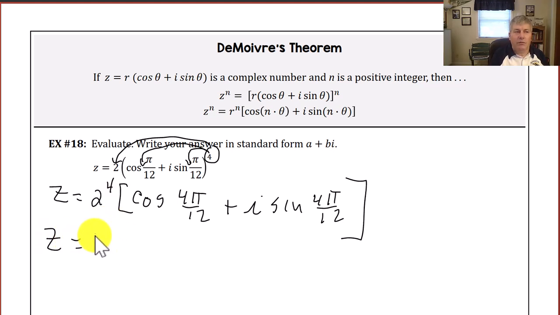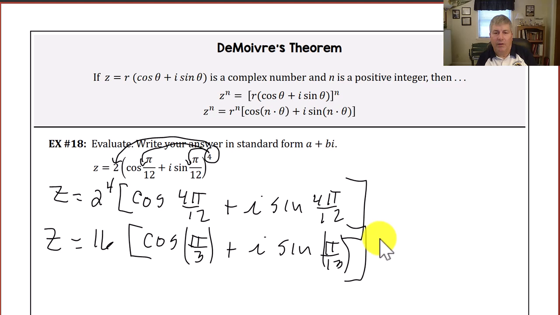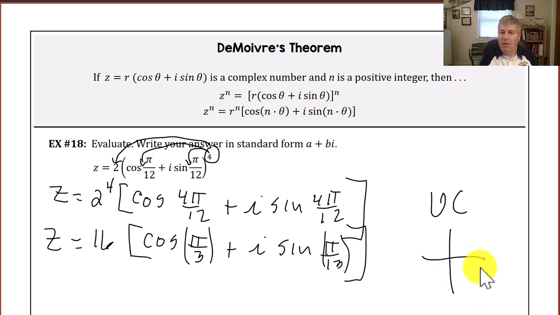So now z is equal to 2 to the 4th is 16, and the cosine of 4 pi over 12, that's the same as the cosine of pi over 3, just simplifying that fraction, plus i sine of pi over 3. In our previous examples today, we went to the calculator, but now this is on the unit circle. So I can just go to my unit circle. I can go to pi over 3. And pi over 3 is in the first quadrant in my unit circle, and my ordered pair is 1/2, square root of 3 over 2.